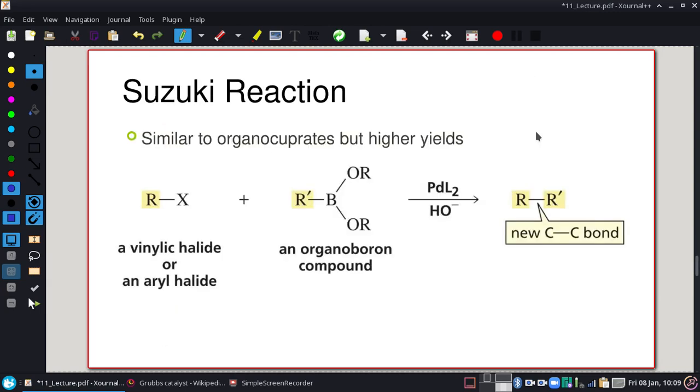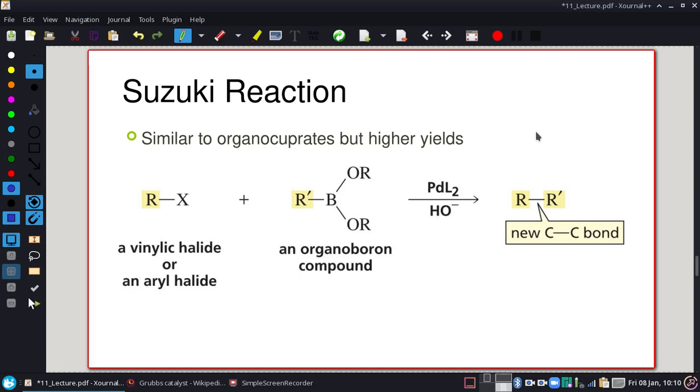All right, the next one we're looking at is a lot newer. So the Suzuki reaction and the next one, the Heck reaction, were all discovered in the 90s, I think it was. The two guys that did those shared a Nobel Prize with a third person for these type of reactions in 2010. So these are newer. But where this comes in quite handy is it's very similar to the organocuprates, but much, much higher yields.